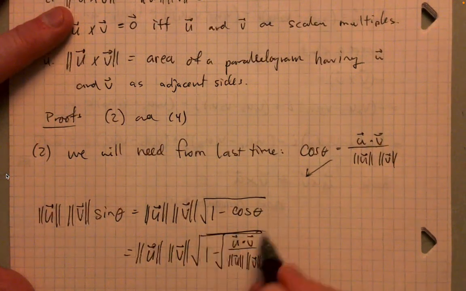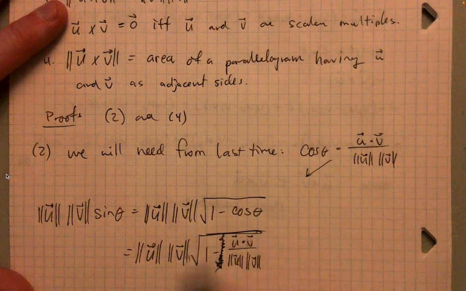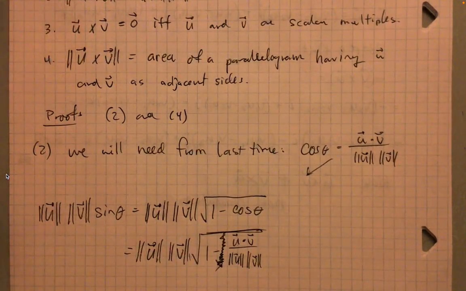Oops, sorry. That didn't go there. My mistake. So the square root is on the outside of 1 minus. Okay, so... All right. Very good.